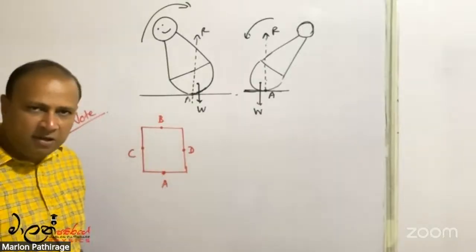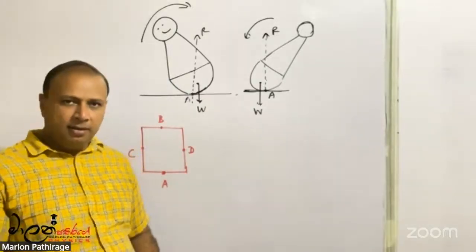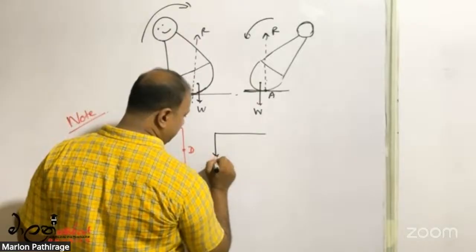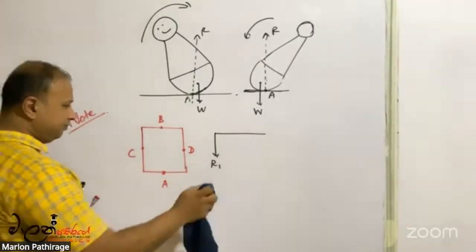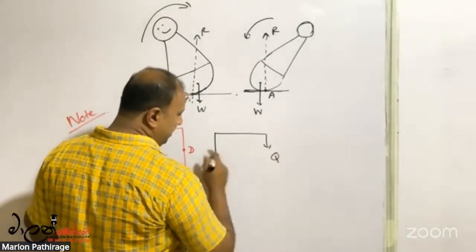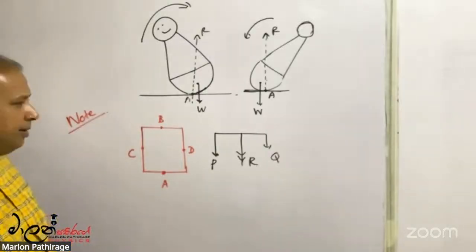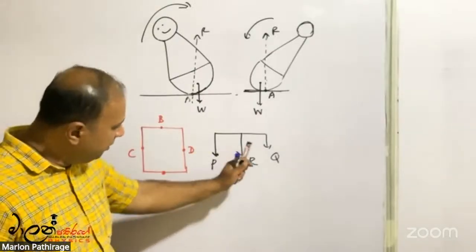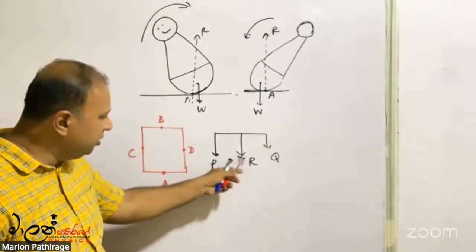Center of gravity means the resultant weight of particles. Therefore, if you consider two parallel forces which are in the same direction, their result should be in between them. That is the point number one. That is the theory part.